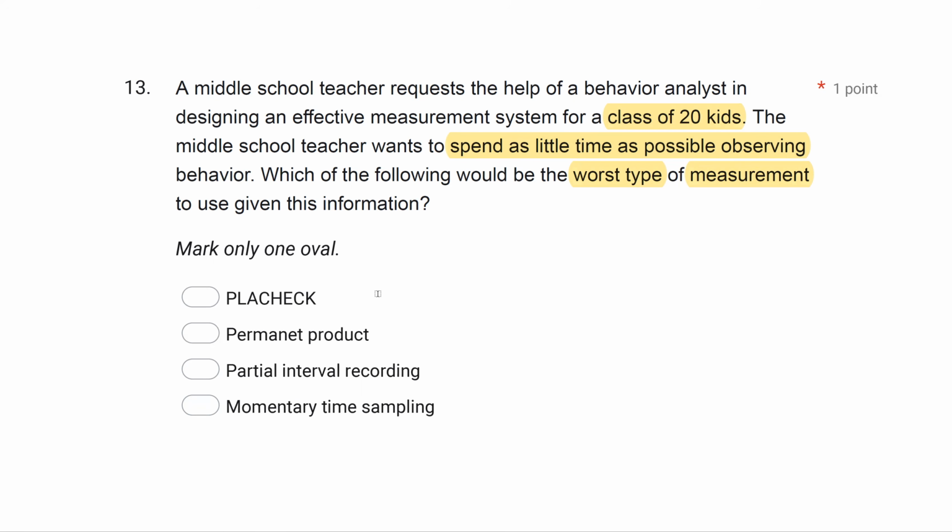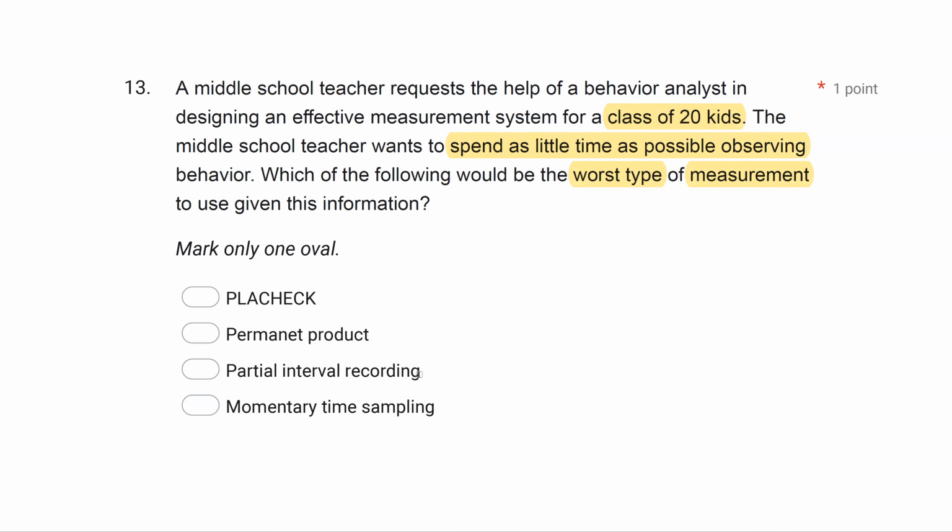A, play check. Well, the play check, that's essentially momentary time sampling for a group. And the only time you're going to be observing is at the end of each interval. So play check would actually be a pretty smart choice given the scenario. What about B, permanent product? Well, with permanent product, theoretically, you don't have to observe the behavior at all, right? Because we're observing the result or the product of the behavior. So if she wants to spend as little time as possible observing behavior, permanent product would grant that wish.